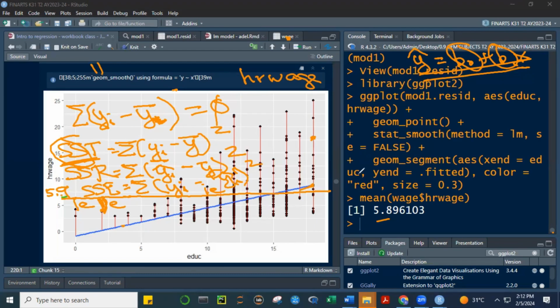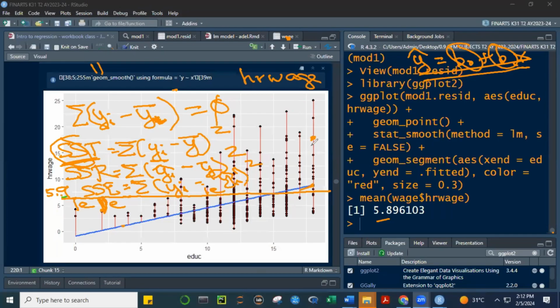SSE, okay. Y hat, your predicted value. Y hat is your predicted value, yung nakuha natin sa regression line. Yung points dito sa regression line, lahat yan Y hat yan. Okay, SSE again.